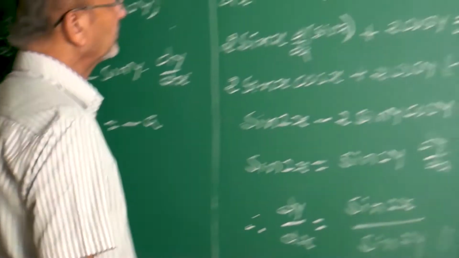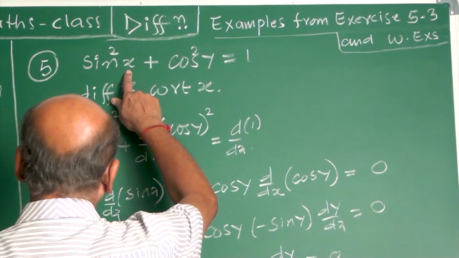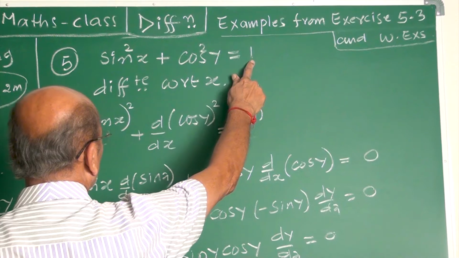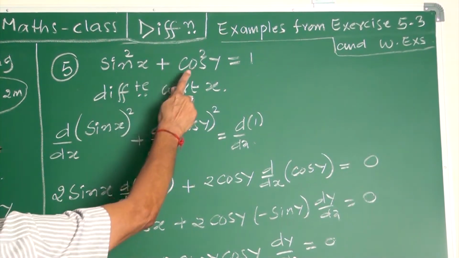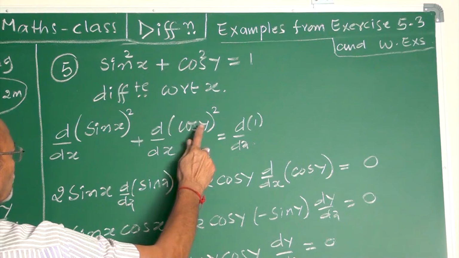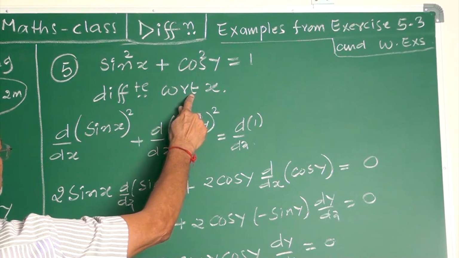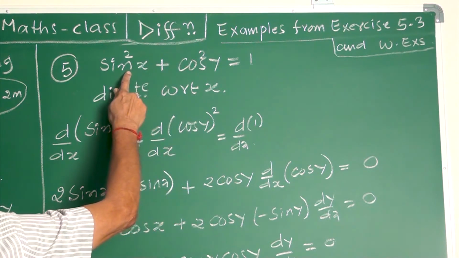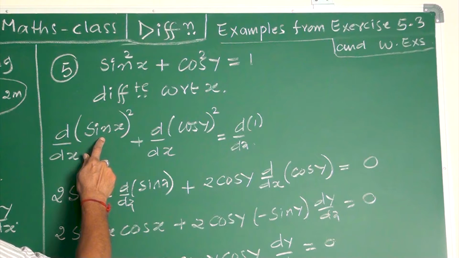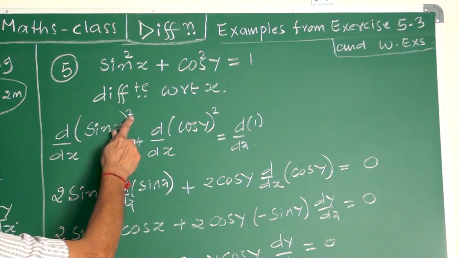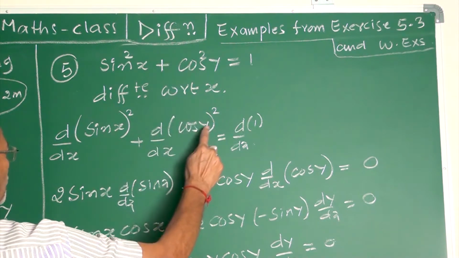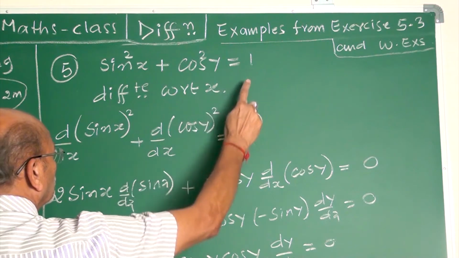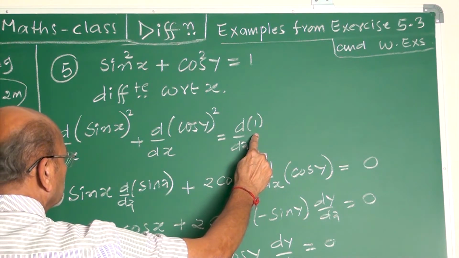Next is this, my friend. It is sin square x plus cos square y equal to 1. Sin square x can be written as sin x the whole square. Cos square y can be written as cos y the whole square. Differentiate with respect to x. Derivative of the first term, sin x, I have written as sin x to the power 2, plus d by dx of cos square y, I have written as cos y the whole square, equal to RHS being a constant, its derivative is zero.